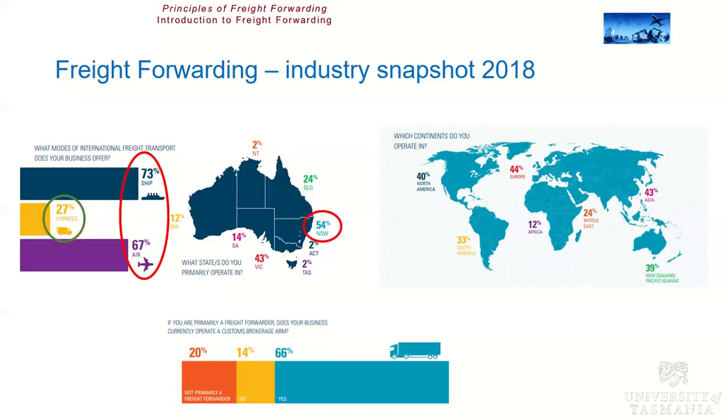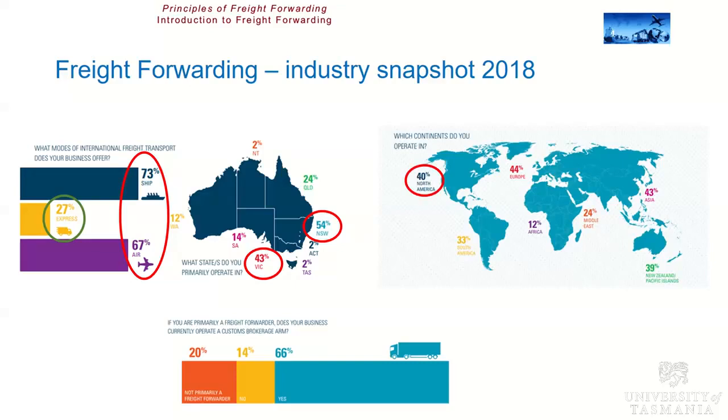In terms of where freight forwarding activity is occurring, it's probably unsurprising to find that almost 54% and 43% of freight forwarders are operating out of the two main areas of New South Wales and Victoria. So most of the freight forwarding operators will have an office in those particular areas. So that's where the main gateways are in Australia for goods.